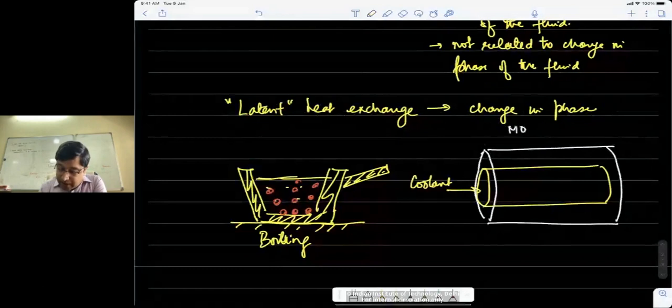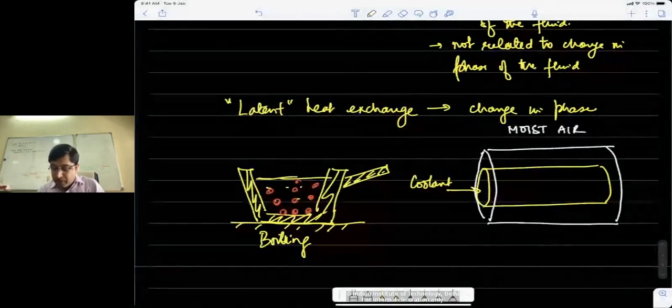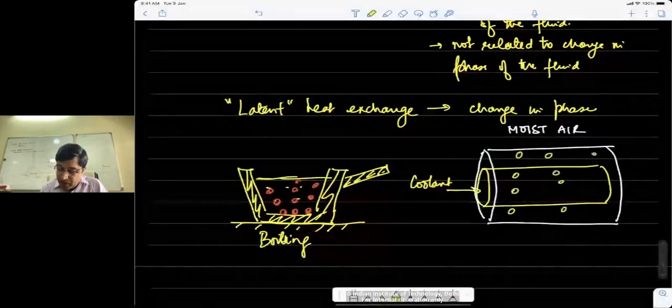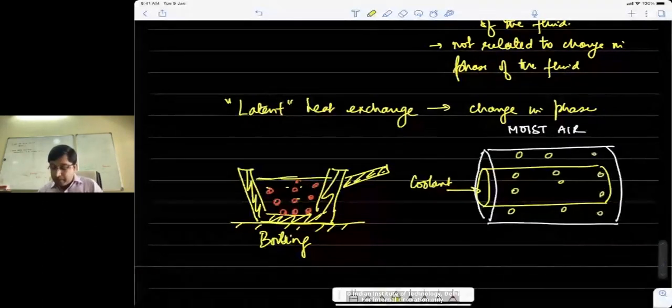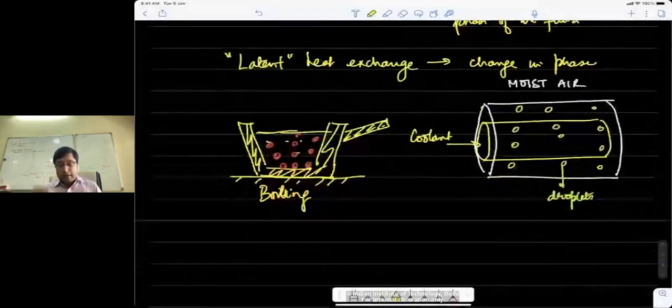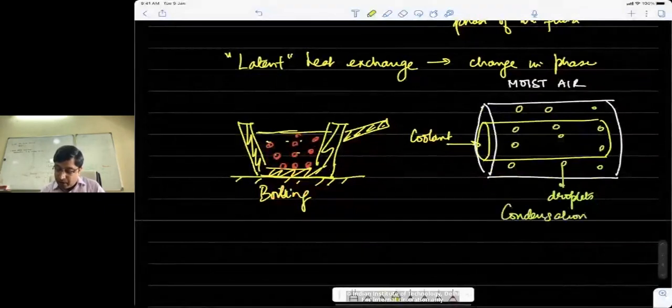So you have moist air surrounding the tube, very typical of air conditioners. Moist air basically means that you have enough moisture in the air that you can have droplets forming on the outer surface of the tube. These droplets form, and then eventually they coalesce, they join together, and then they drip down because of gravity. So this is an example of condensation heat transfer, which will also be classified in convection.